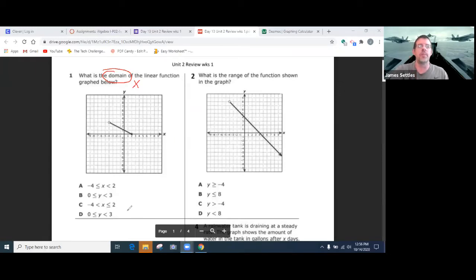So domain is definitely a word that means something to us, okay? So domain means X's. So the first thing we're going to do is come down here and look at our multiple choice. Good test takers are always looking at their answers, okay? Allow those answers to kind of help you.